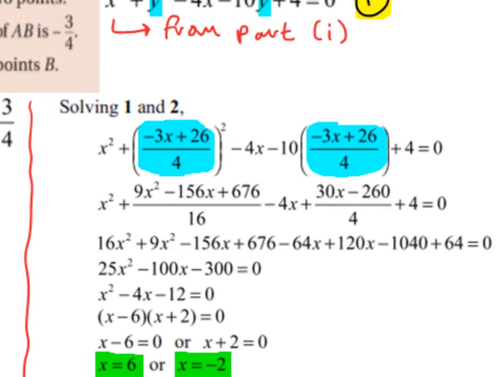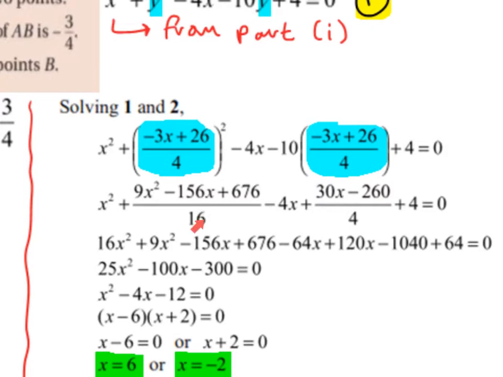So multiplying out the numerators, minus 3x plus 26 times minus 3x plus 26 gives us 9x squared minus 156x plus 676. And then 4 times 4 is 16. We bring down the minus 4x, and then we multiply in the minus 10. Minus 10 multiplied by minus 3x is 30x, and minus 10 multiplied by plus 26 is minus 260, and that's still all over 4, and we bring down the plus 4 and the equals 0.